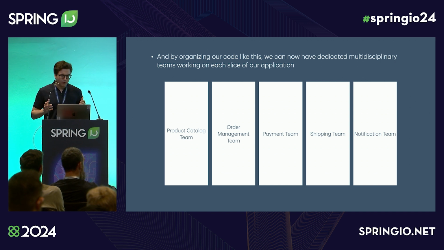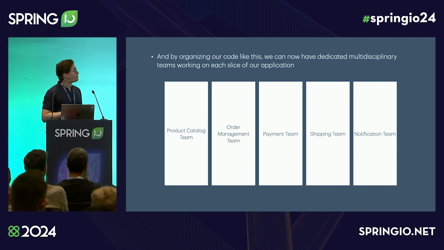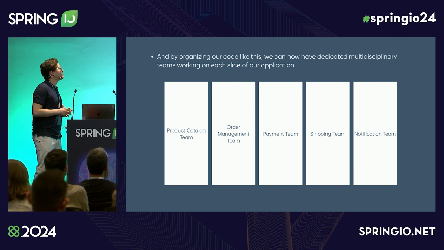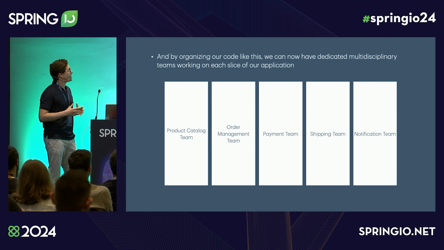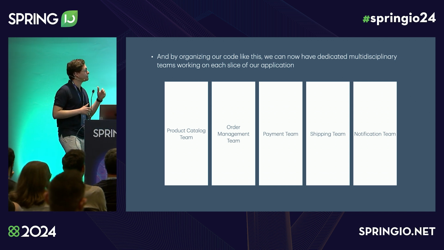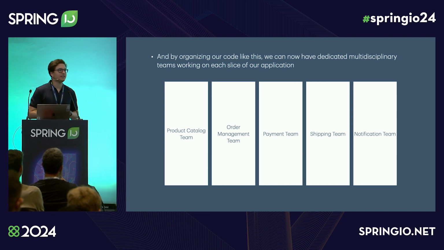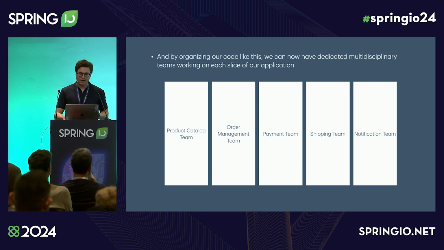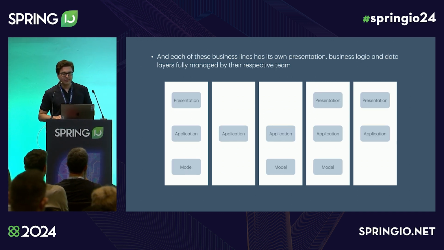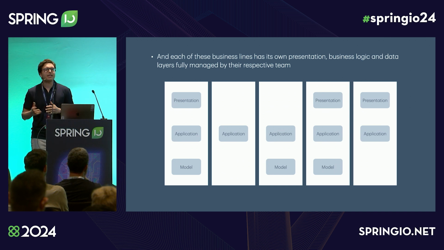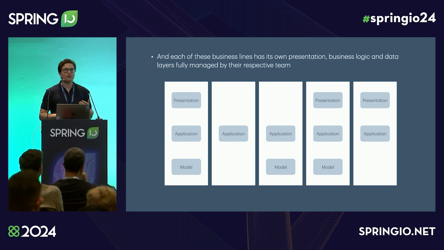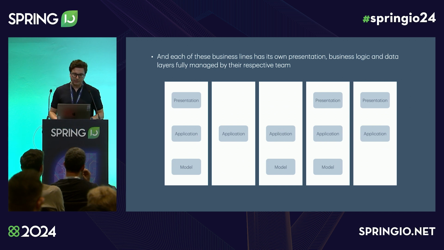And by organizing our code like this, we can now have dedicated multidisciplinary teams working on each slice of our application. So we have a product catalog service, an order management service, a payment service, a shipping service, and a notification service in this case, right? And also these teams are autonomous enough to decide if they even want to have an application layer, a presentation layer, or a model layer. So it depends on the team.